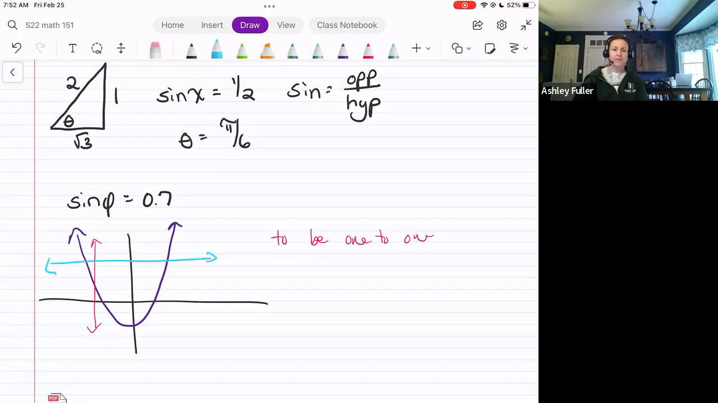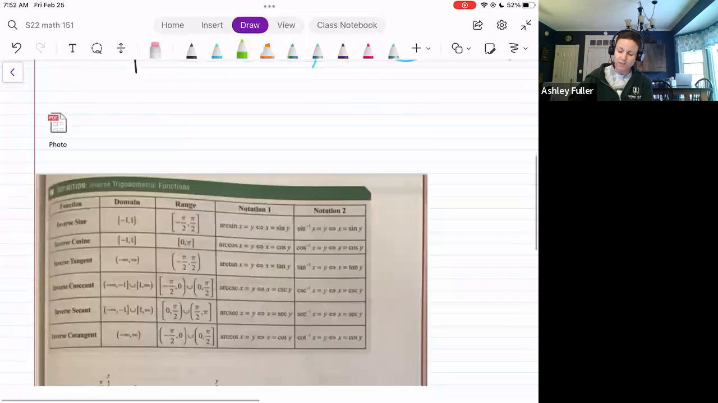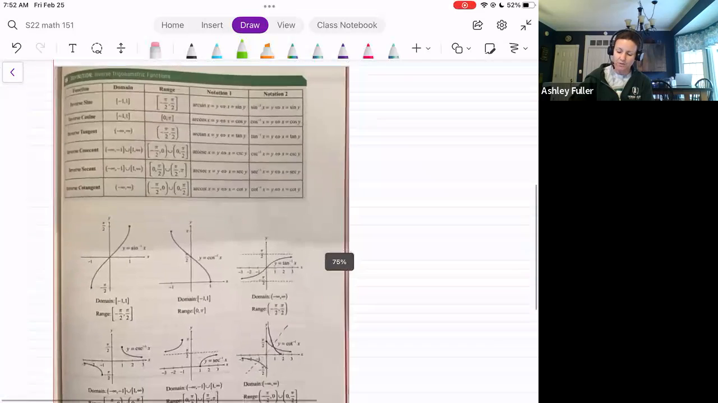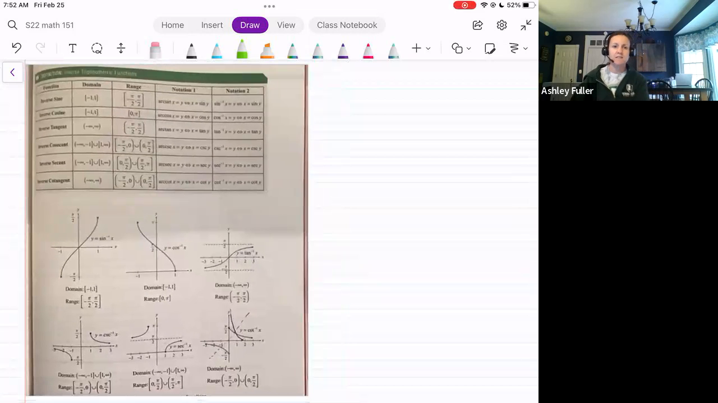So for example, this function is not one-to-one. Hopefully you remember from looking at our graphs of sine and cosine, the graphs look like this, which is clearly not one-to-one. It does not pass the horizontal line test. So what we're going to do in the next set of videos is look at each of these individual functions in detail.